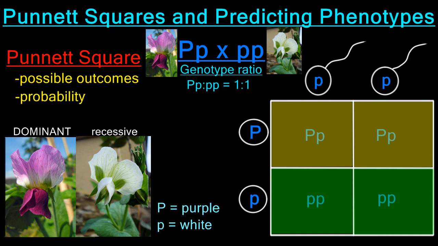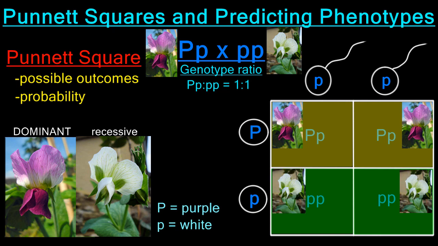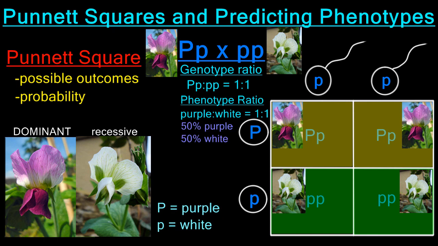The phenotype ratio describes what the flowers would look like. Half of the offspring from this cross have at least one dominant allele for purple flowers, so 50% of the offspring would have purple flowers. The other 50% are homozygous recessive, and so would show the white-flowered phenotype. That means that the phenotype ratio would also be 1 to 1, or 50% purple and 50% white.